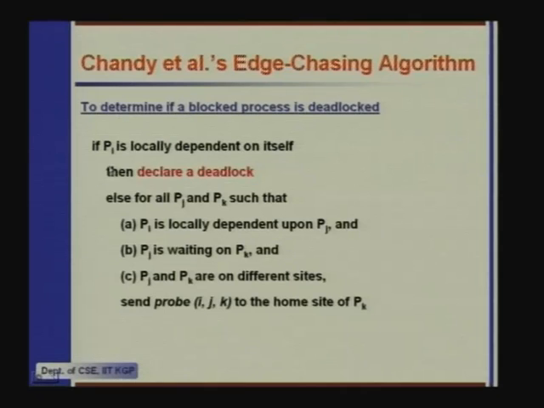So, what does the initiator do? The initiator checks if it is locally dependent on itself, then declares a deadlock. Otherwise, for all Pj and Pk such that Pi is locally dependent on Pj and Pj is waiting on Pk, and Pj and Pk are on different sites, we send a probe i, j, k to the home site of Pk.